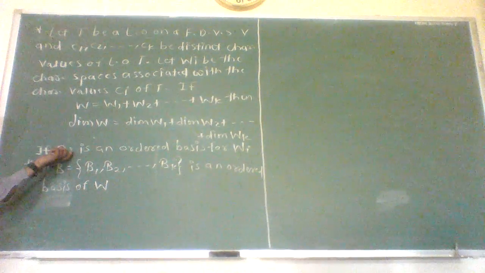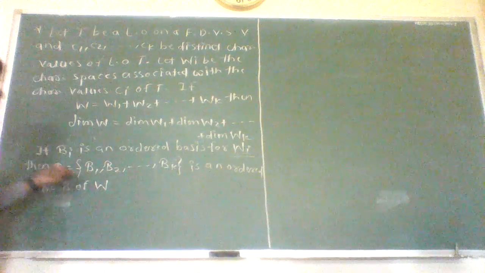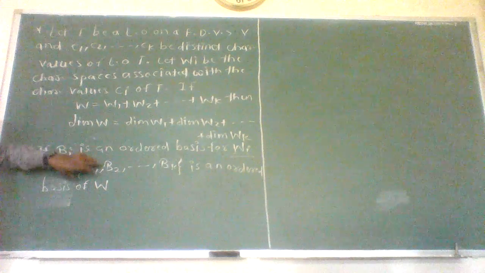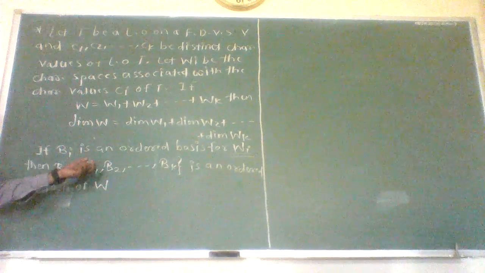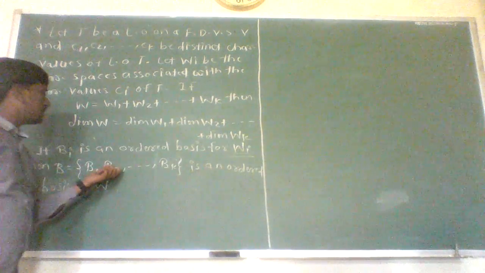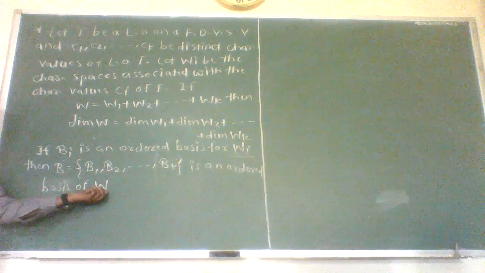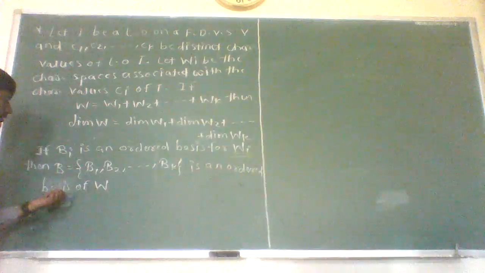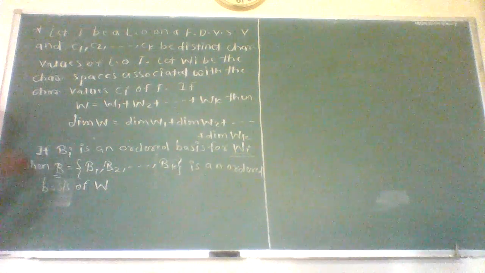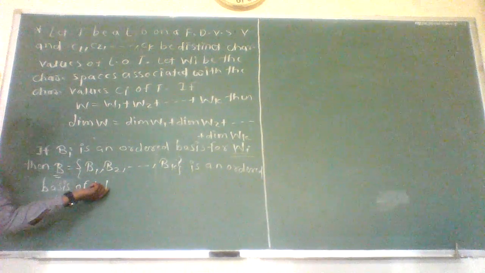And if suppose curly Bi is an ordered basis for each Wi, that is, the characteristic spaces, then we have to prove that the collection of those bases, which is curly B, consisting of curly B1, curly B2 up to curly Bk, is a basis for this W. To prove that this curly B is a basis for W, we have to prove that this curly B is a linearly independent set and it spans our space W.